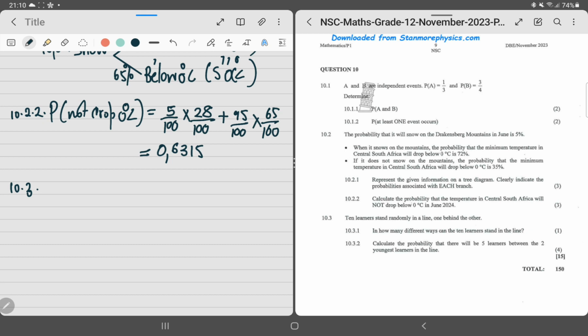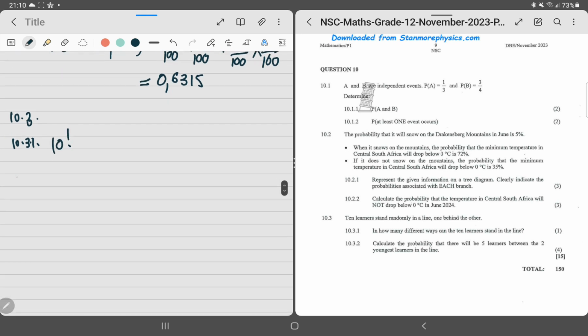10 learners stand randomly in a line, one behind the other. In how many different ways can the 10 learners stand in the line? So they stand randomly. So they can be arranged in 10 factorial ways. Calculate the probability that there will be 5 learners between the two youngest in the line.